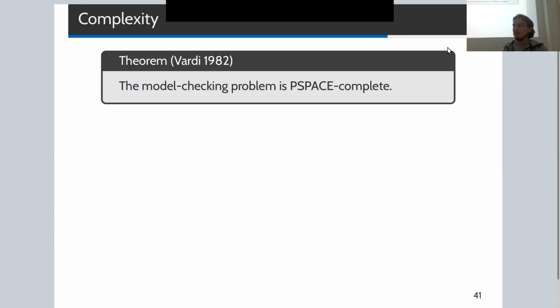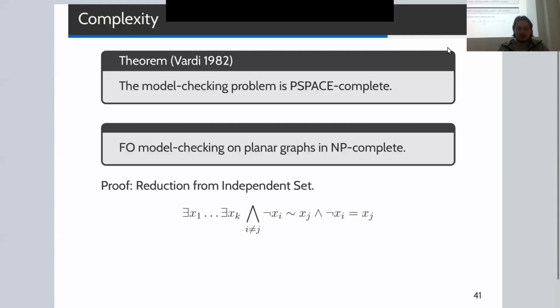And we have the same problem as with the model checking problem: even for first order logic, model checking is PSPACE-complete. Before we noticed that MSO model checking is PSPACE-complete, but even for the simple first order logic, it is PSPACE-complete. This is, of course, because the formulas can be very long. So even on planar graphs, it is NP-complete.